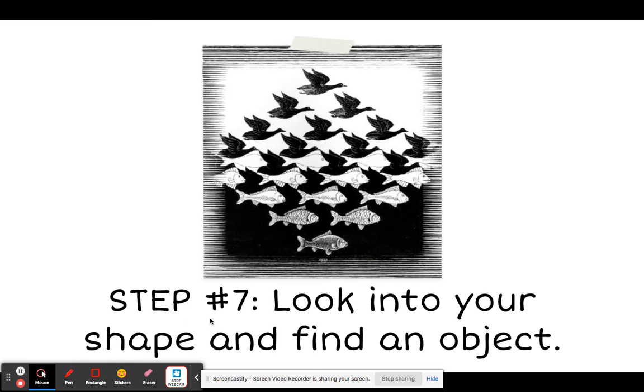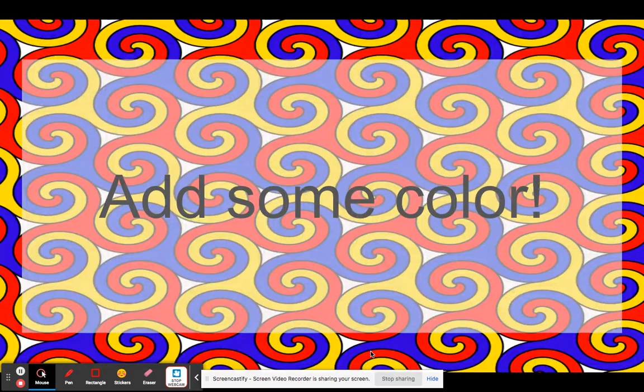Finally, you're going to look at the shape and make it creative. Do something more than just a blob, but look for a shape within the shape. And finally, add some color. Again, make it interesting. Do something that pops and grabs the attention. This is your opportunity to be creative in math class.